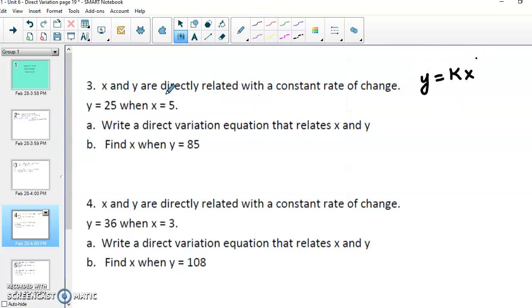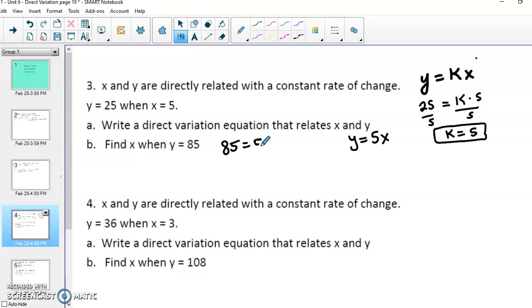Now what I'm going to do is plug in my pieces. So 25 equals k times 5. Go ahead and solve for k, and you get k equals 5. That's the whole thing, guys. Part A, y equals 5x. For part B, you just have to read the question. Find x when y equals 85. 85 equals 5 times x. Go ahead and solve it.